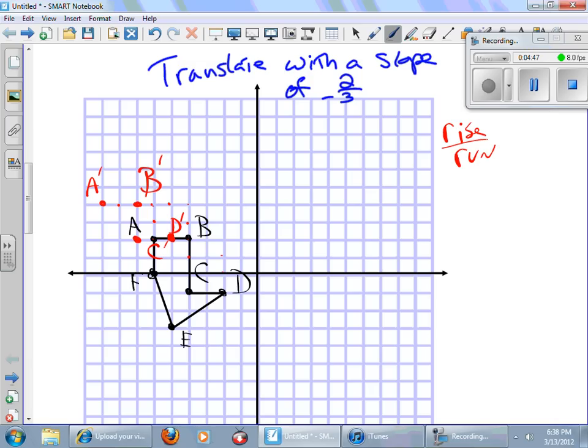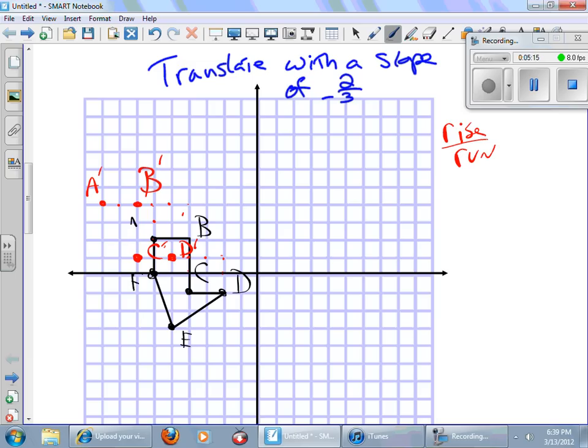1, 2, oops. Uh-oh, did I make a small mistake? I think I did. I think my C prime is in the wrong place, and my D prime is in the wrong place. So let's rectify that situation. And with C, we're going to go up 1, 2, and back 1, 2, 3. There is C prime right there. And then D prime should end up right here, if I count right. 1, 2, 2, 3. There we go.